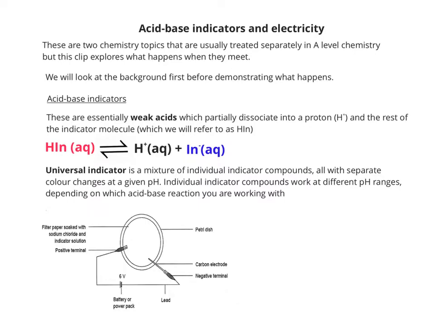The experiment we did is to set up a Petri dish with some filter paper soaked with saturated sodium chloride solution and also the indicator. About 20 drops of indicator was needed. We connected up a power pack with a positive terminal connected to the filter paper, and the negative terminal here is a carbon electrode, which is used to write over the filter paper. So I'll insert a video of what we found with the universal indicator, and then you can see for yourself what actually happened.